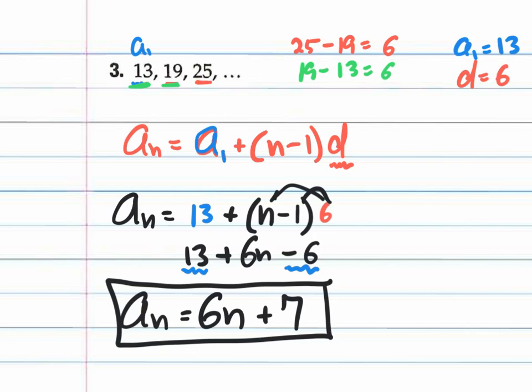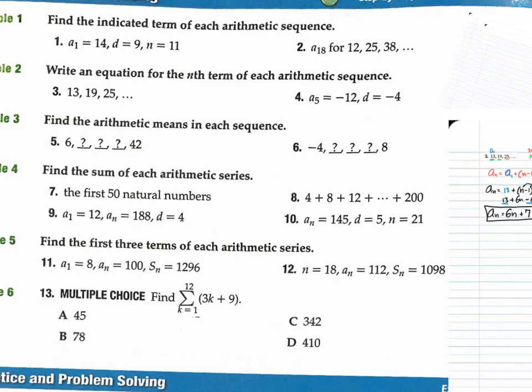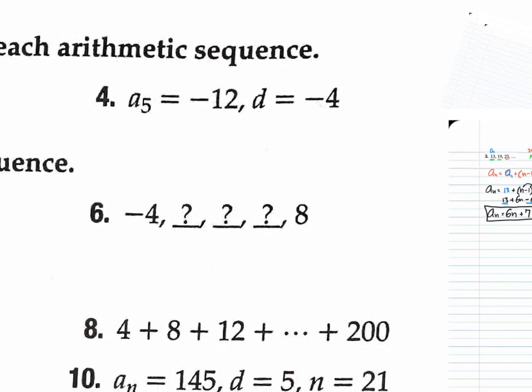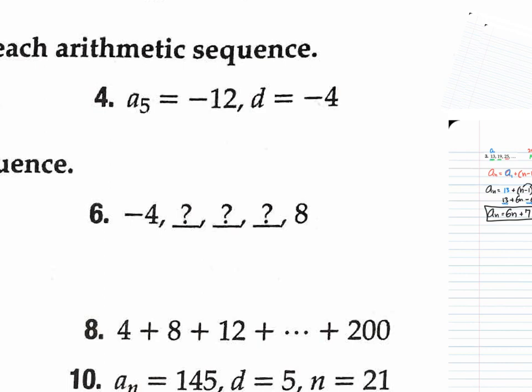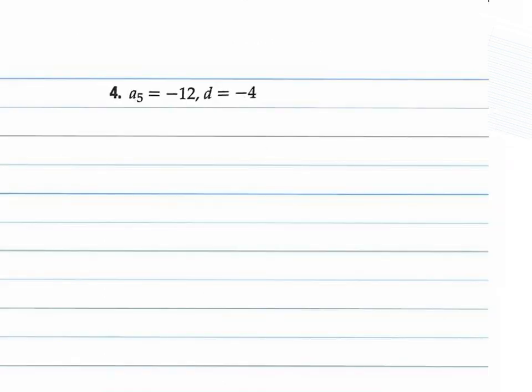Anyways, let's try number 4 from the book. So here's number 4. Let me jot it down in my notebook. There it is. And now let's remember that we're going to use the a sub nth rule that we have to have memorized. What is that? That's a sub n equals a sub 1.